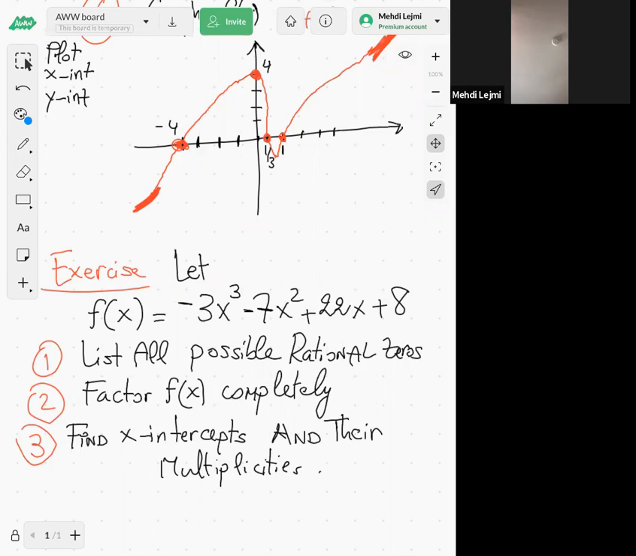If you are done with the exercise, guys, you can try the y-intercept and try to graph the function f if you want. Of course, and the behavior at infinity.